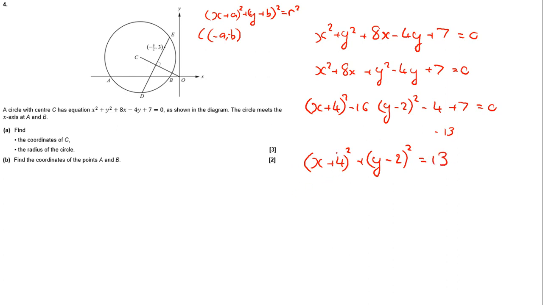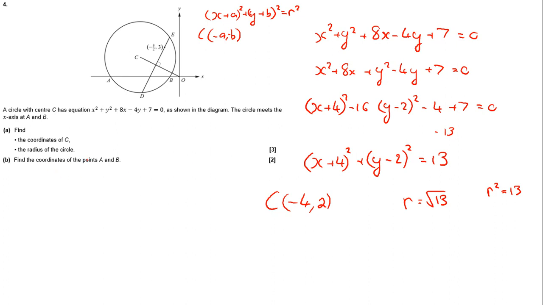So just remember, this would be equal to 0, so therefore your x coordinate would be -4. Your y coordinate is 2. And so that's your coordinate for your center. And your radius is just going to be root 13, since r squared equals 13. So therefore, our radius is root 13. Really, really simple there, guys. So that's A. Now, I'd expect everyone to be able to do this.